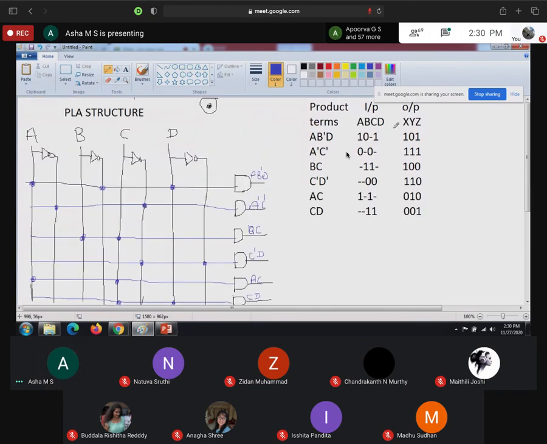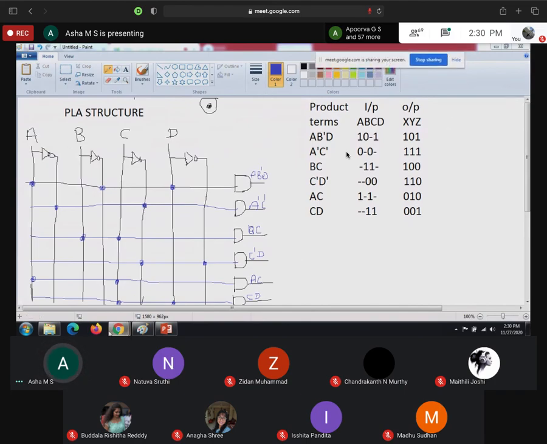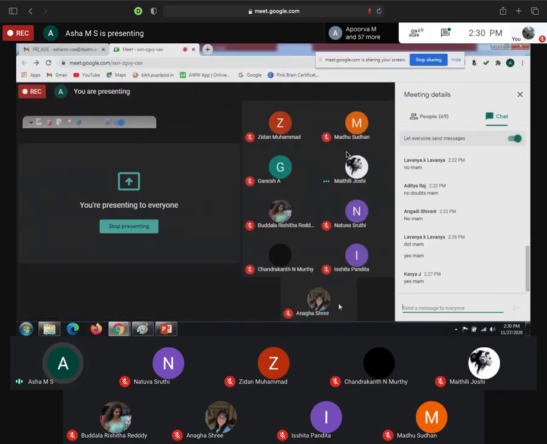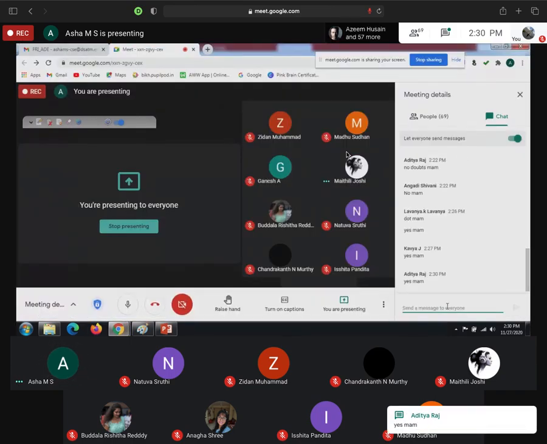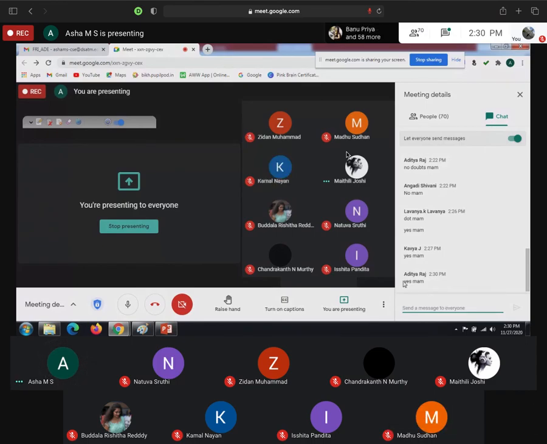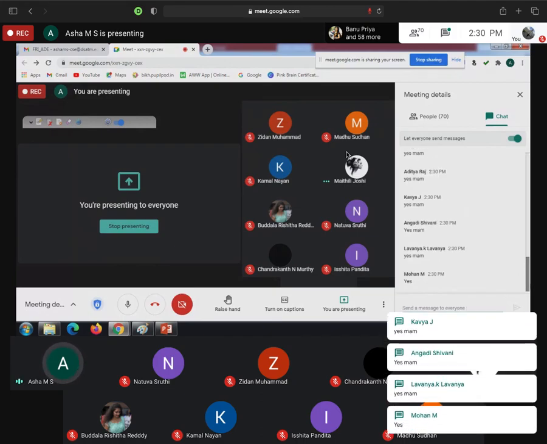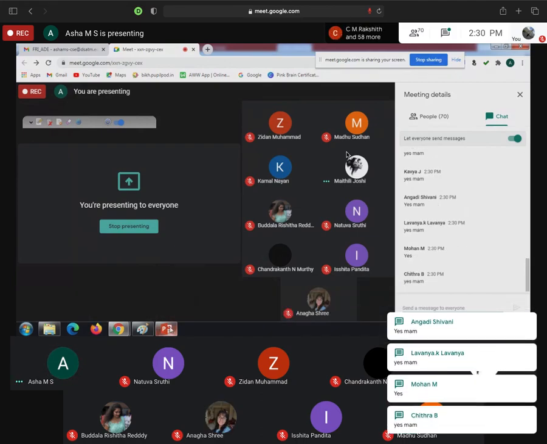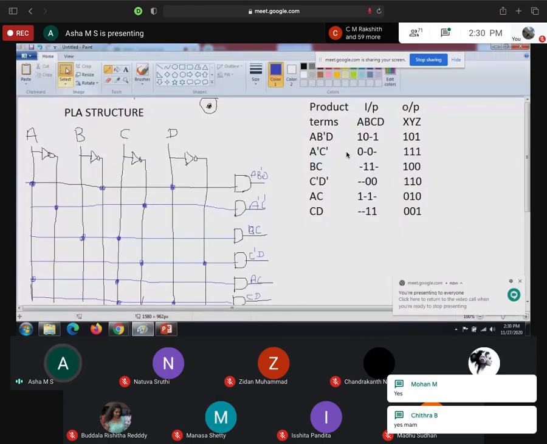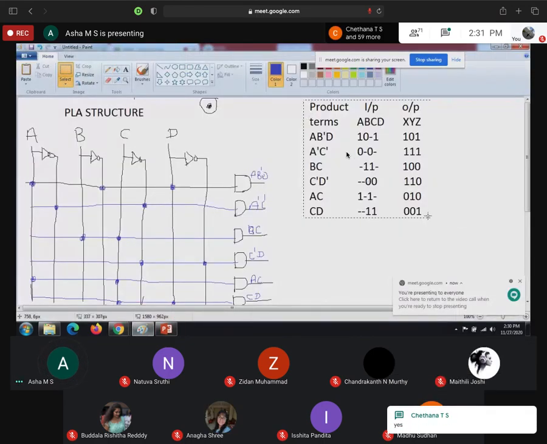Okay, guys, have you copied the table? Have you copied the table? Others? Guys, have you copied the table? If you have not copied it, don't worry, I will display it in the PPT.